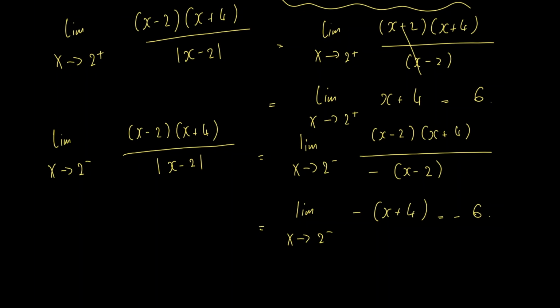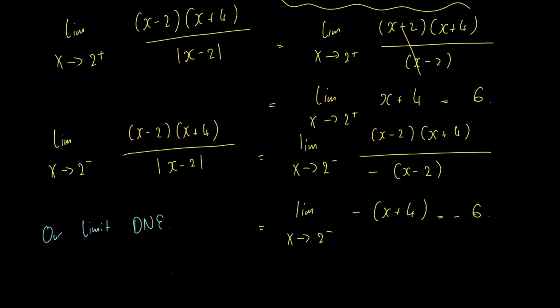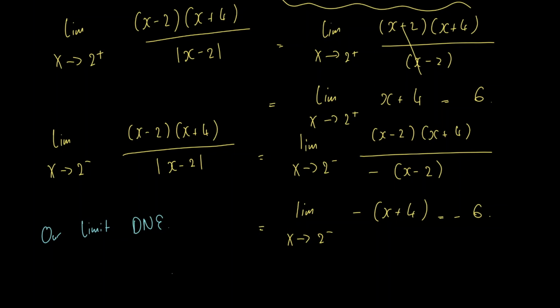So we can see that the limit as x approaches 2 from the right and from the left do not equal each other. What does this tell us? It tells us that our limit does not exist, right? Because the limit as x approaches 2 from the left doesn't equal the limit as x approaches 2 from the right. And that's the final answer to our problem.